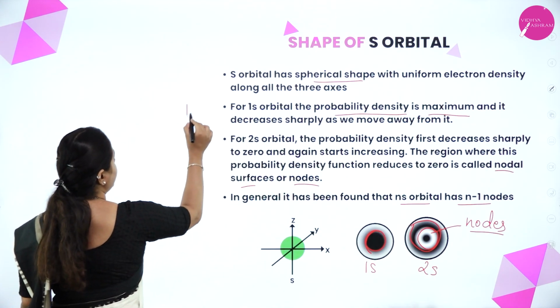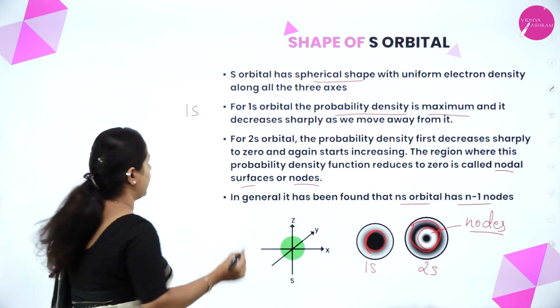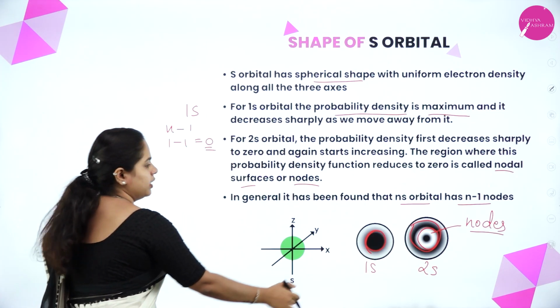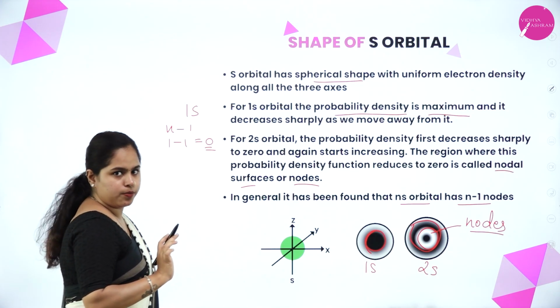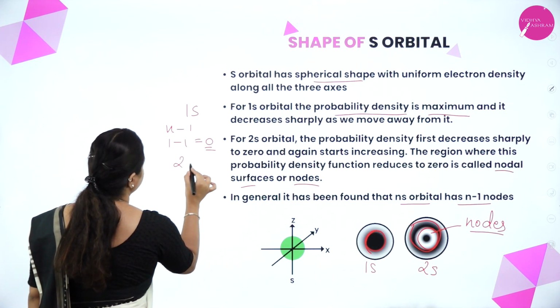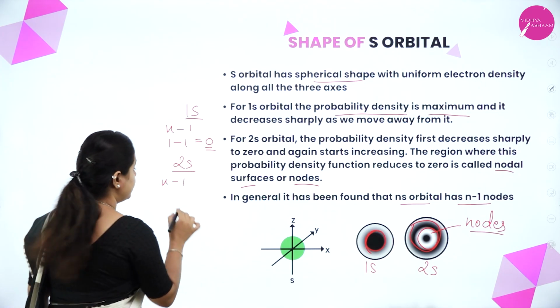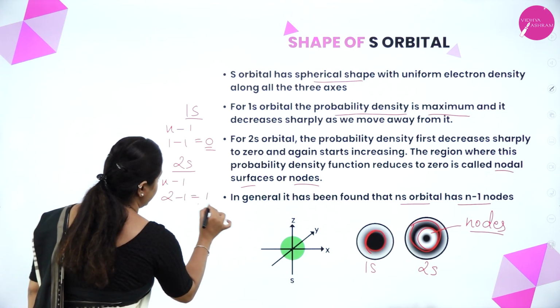So let us take 1s orbital. How many nodes will it be having? n-1. That means 1 minus 1, which will be 0. It is having 0 nodes. Clear? In the case of 2s orbital, what is happening? n-1 nodes will be there. That means 2 minus 1, that will be equal to 1.